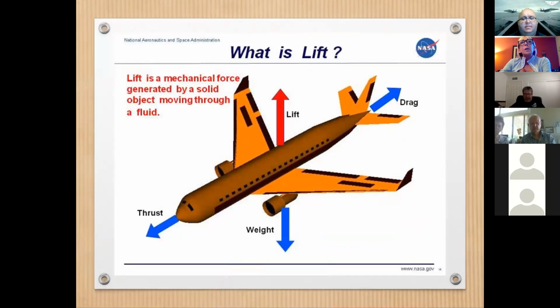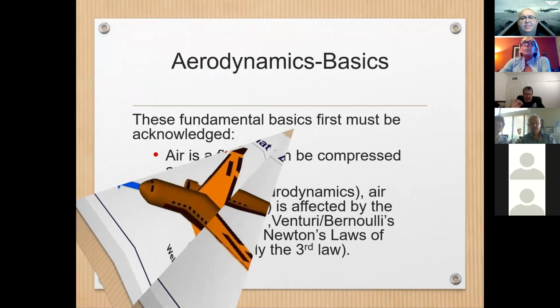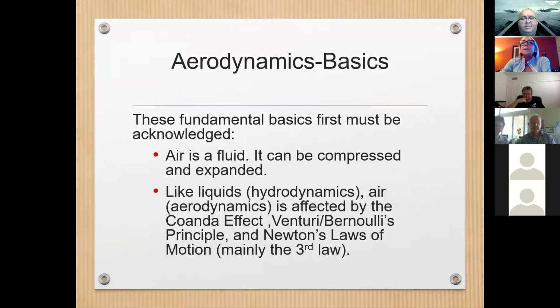Okay, lift is a mechanical force generated by a solid object moving through a fluid. And everybody says, well, the air is not a fluid, but we need to get to the basics. So air is a fluid. It can be compressed and expanded. And like liquids, which are called hydrodynamics, air or aerodynamics is affected by the Coanda effect, Venturi, which is also Bernoulli's principle, and Newton's laws of motion. There's 3 of the Newton's laws of motion, and mainly we're dealing with the third. For every action, there's an equal and opposite reaction.